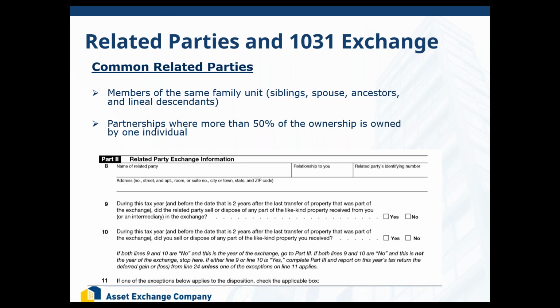There's a part of a form that I list on the slide here. That's actually part of IRS Form 8824. That's the form that your CPA completes, or you complete, and you include that on your tax return. That's how you report your 1031 exchange on your income tax return. On that form, they specifically ask, did you buy from a related party or did you sell to a related party? The IRS is looking for that.